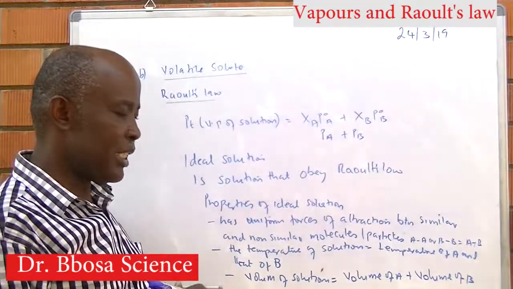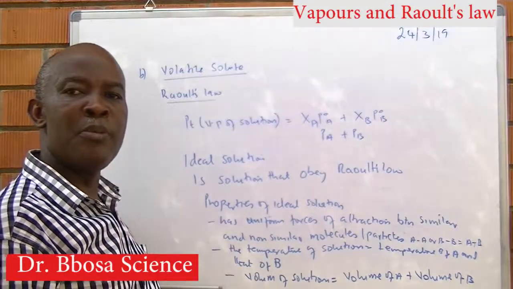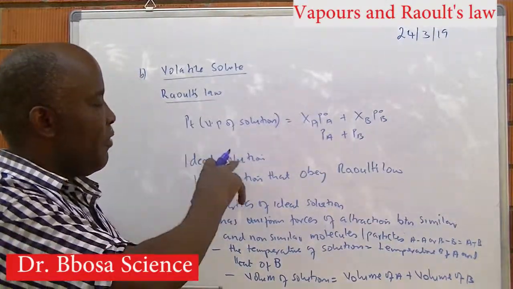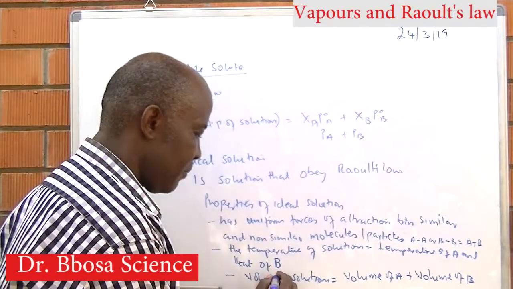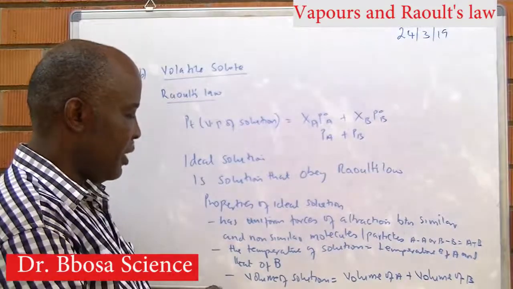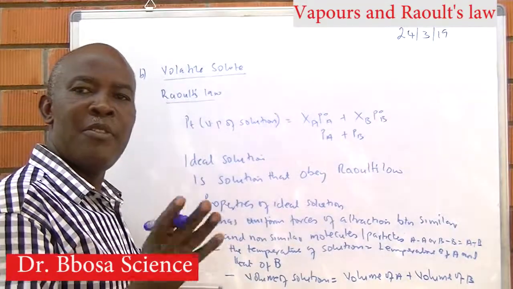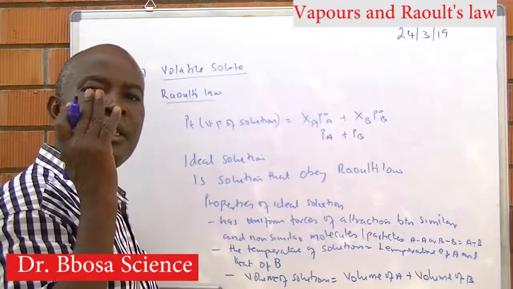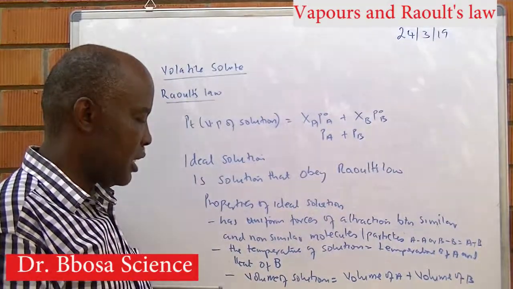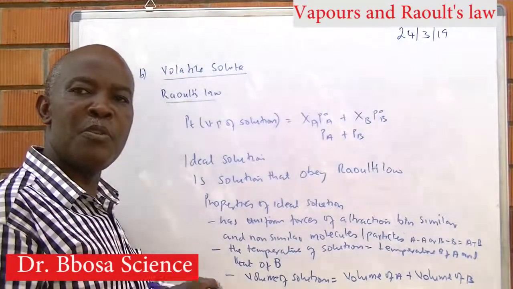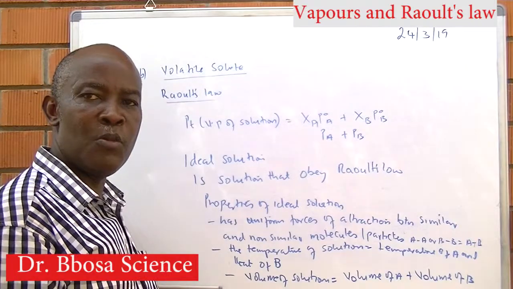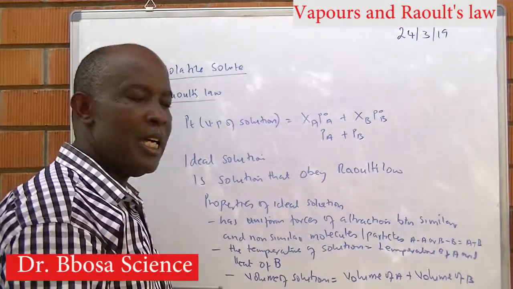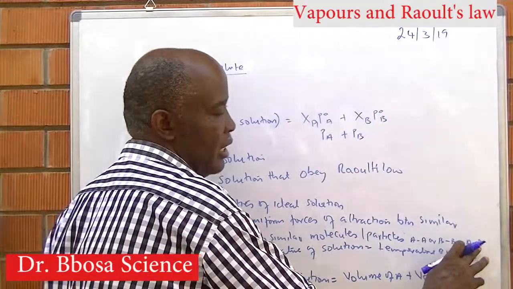In some other solutions, when you mix the volume of A plus the volume of B, it may not be the same as the sum. The volume may be either higher or lower than the sum of the volumes of A and B. But for an ideal solution, the volume of the solution is equal to the volume of A plus the volume of B, and the temperature of the solution is the average temperature of A and B. If A and B are the same, the temperature of the solution will also be the same. It has uniform forces of attraction between like and unlike particles or molecules, i.e. the force of attraction between A and A or B and B is the same as that between A and B.